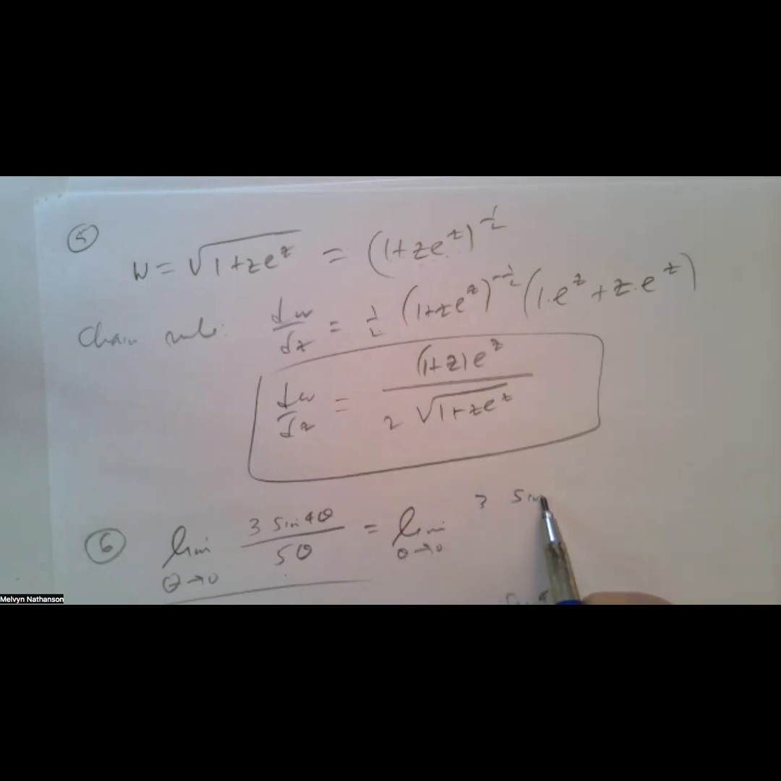This is 3 times the sine of 4 theta over 5 theta. If I want 4 theta in the denominator, I can multiply the denominator by 4, but then I have to multiply the numerator by 4. So what I have is 3 times 4 over 5, 12 over 5, times the limit of sine of 4 theta over 4 theta as theta goes to 0. And this limit is 1. So this is 12 over 5. That's the answer.